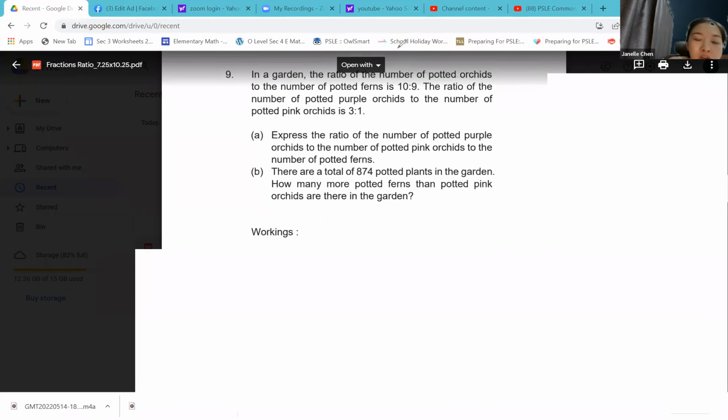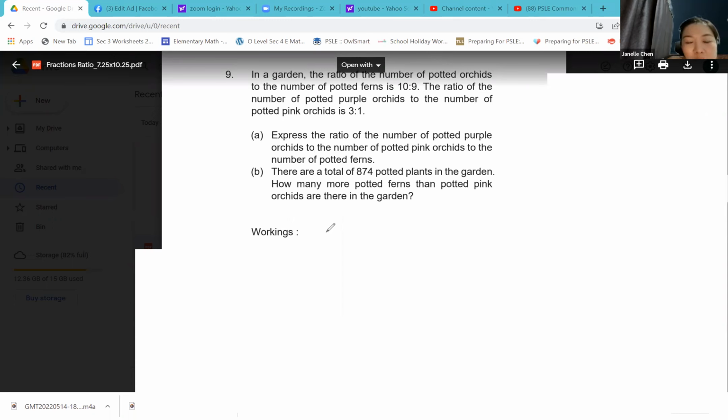Okay, let's begin. So question 9 here, we have a garden, and they mention the ratio of the number of potted orchids to the number of potted ferns is 10:9, and the ratio of the number of potted purple orchids to the number of potted pink orchids is 3:1. So for a question like this, it's very clear cut. It's going to be a ratio question because everything is given in ratio.